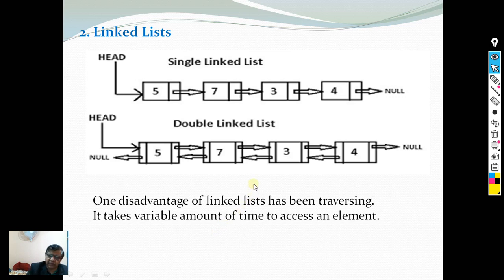Anyway, as a comparison to arrays, the time taken to access any of the nodes in a linked list, whether it is a doubly linked list or a singly linked list, is variable. For example, the first node will take no time at all, while the farther the nodes are from the header node, the more time is consumed in order to access them. This forms a very important difference between a linked list and an array.